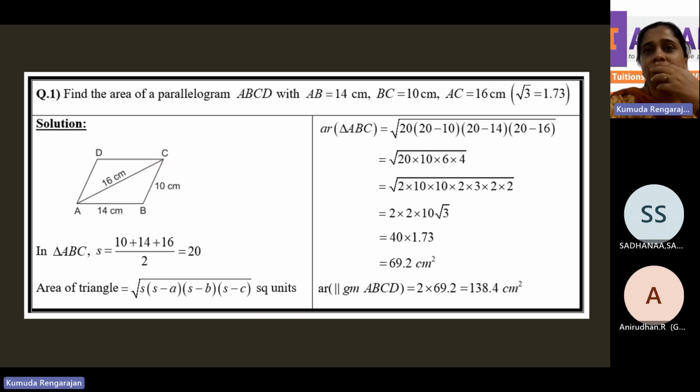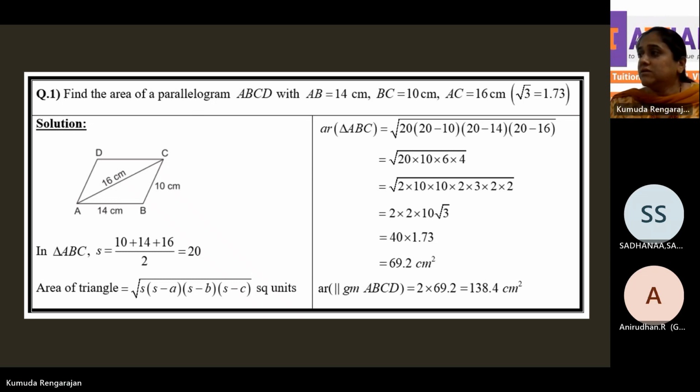Bhavishya got it? Okay, Niveda. You got it. Why should you multiply by 2? We got 69.2 centimeters square, right? Why should you multiply by 2? Correct, very good. Because we only found the area of one triangle, the area of the other triangle also will be the same.